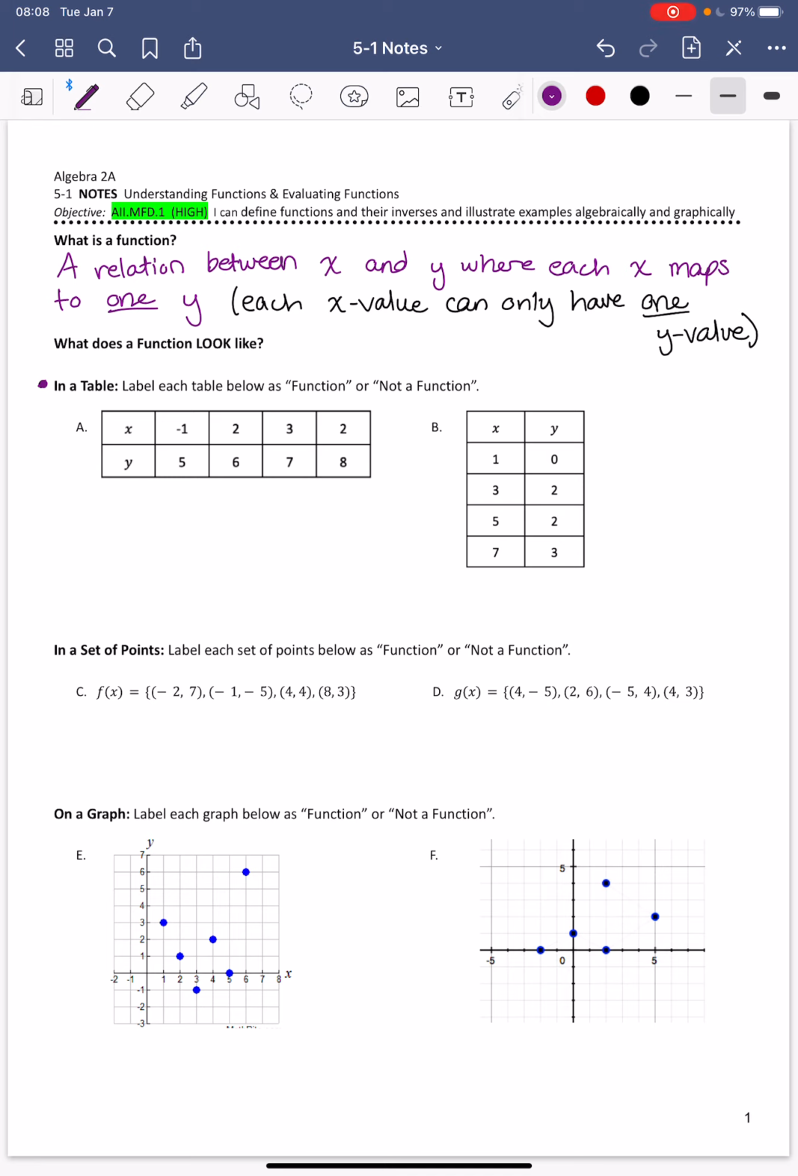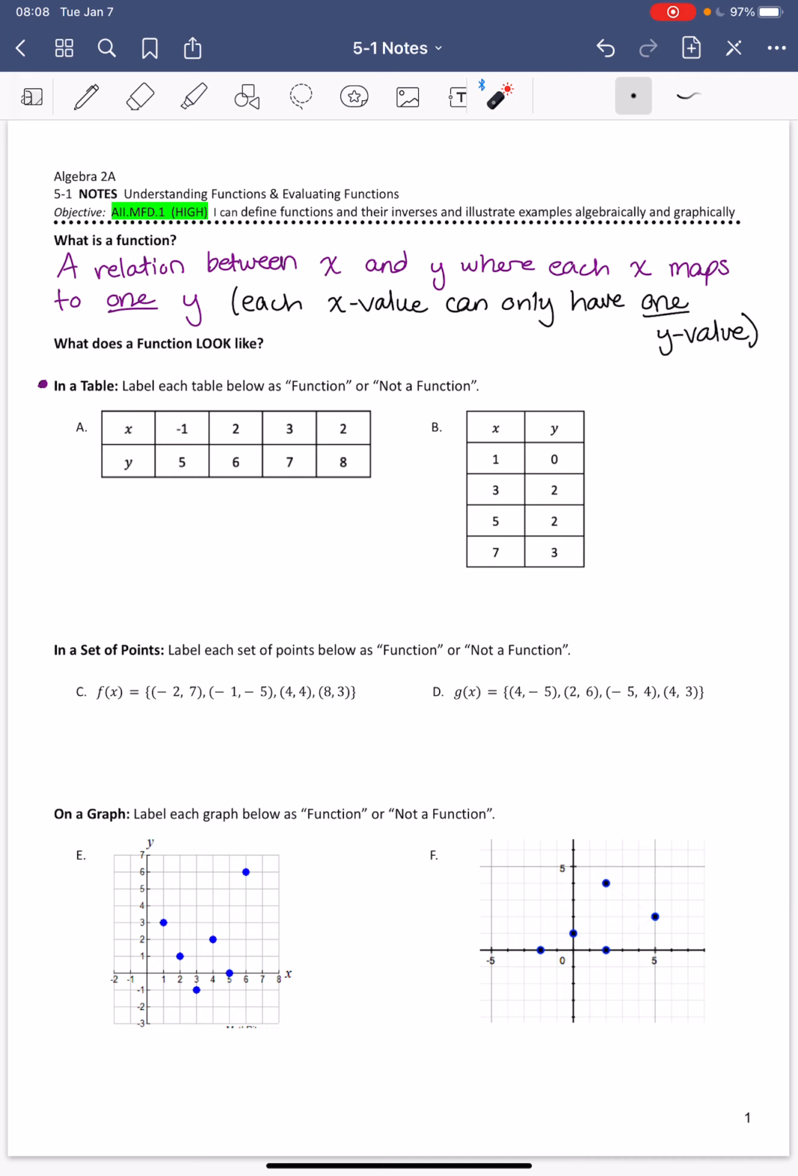Label each table below as function or not a function. So again, our rule is that each x has one y. That's what we care about. So when we go through these examples, we're really just paying attention to what x is doing, and we really don't care what y is doing. So let's look at A.